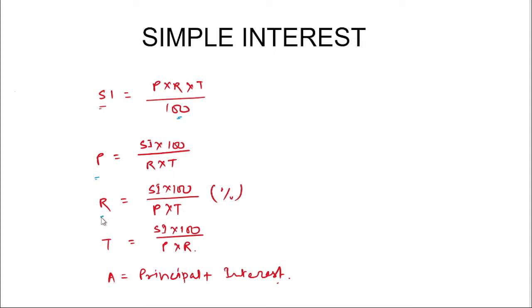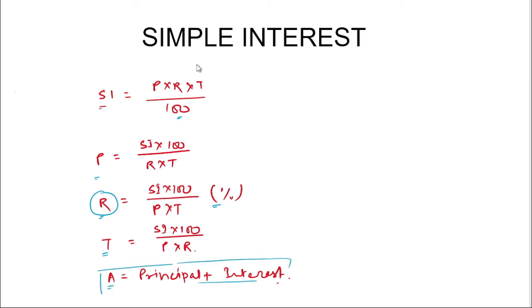After that, rate of interest. The rate of interest is denoted by R. The rate of interest formula is simple interest multiplied by 100, divided by principal and time. The rate of interest is always in percentage. The formula of time is simple interest multiplied by 100, divided by principal and rate of interest. After that, the formula of amount. The formula of amount is principal plus interest.